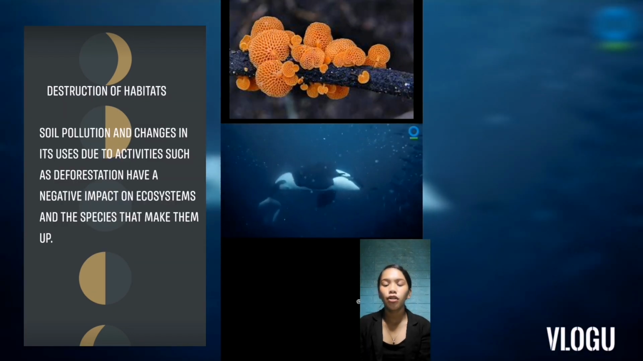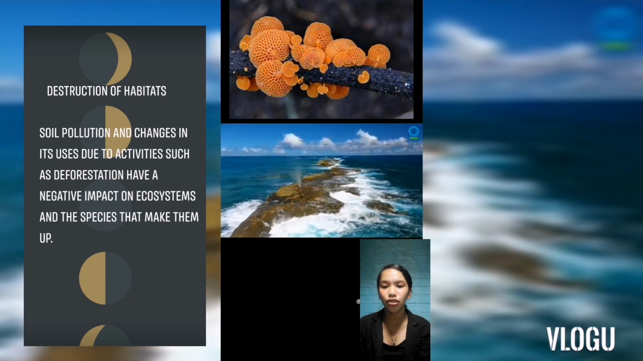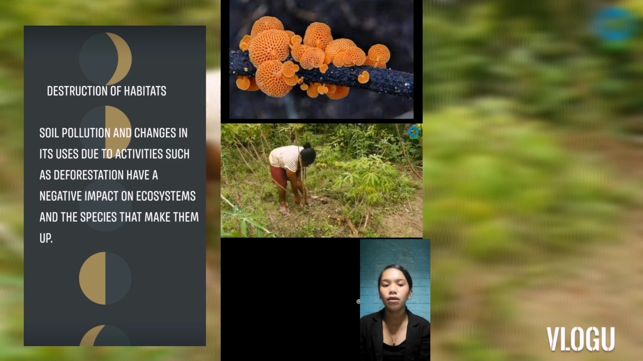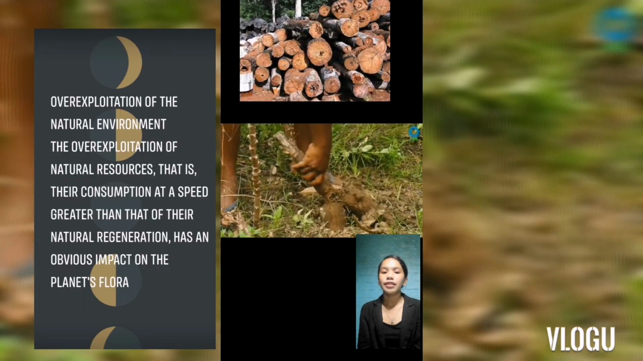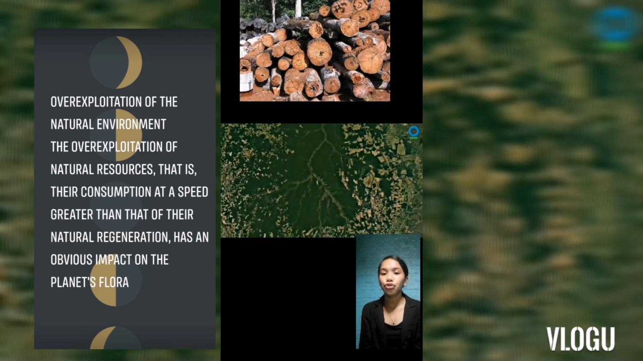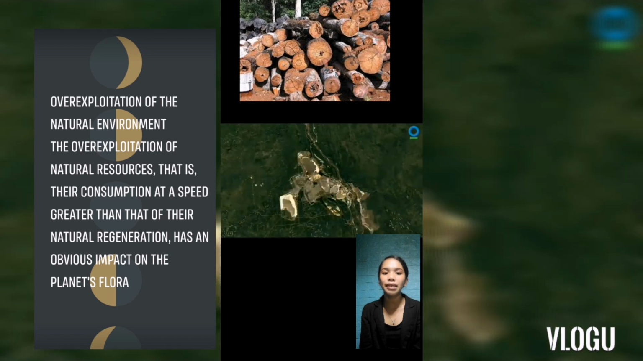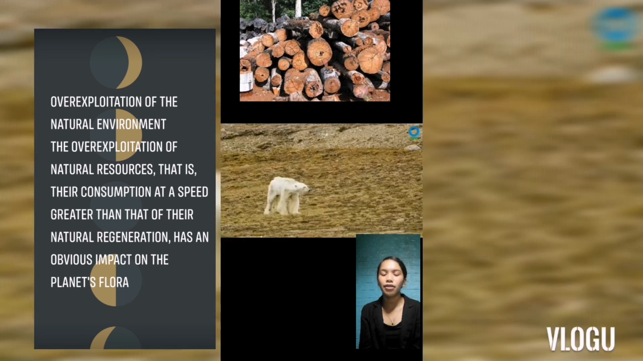Destruction of habitats. Soil pollution and changes in land use due to activities such as deforestation have a negative impact on ecosystems and the species that make them up. Overexploitation of the natural environment. The overexploitation of natural resources, that is, their consumption at a speed greater than that of natural regeneration, has an adverse impact on the planet's flora.